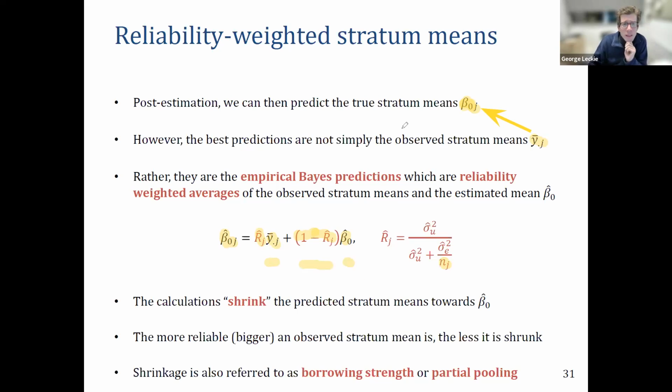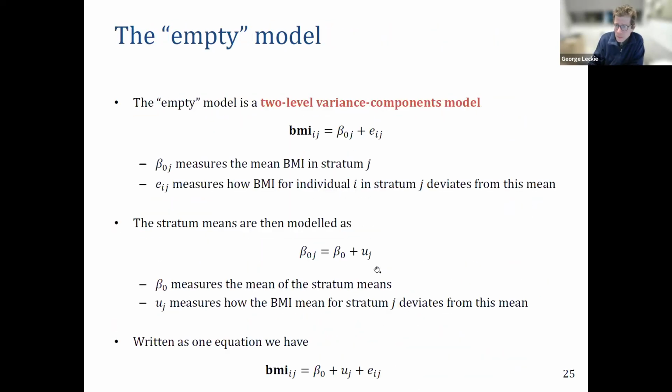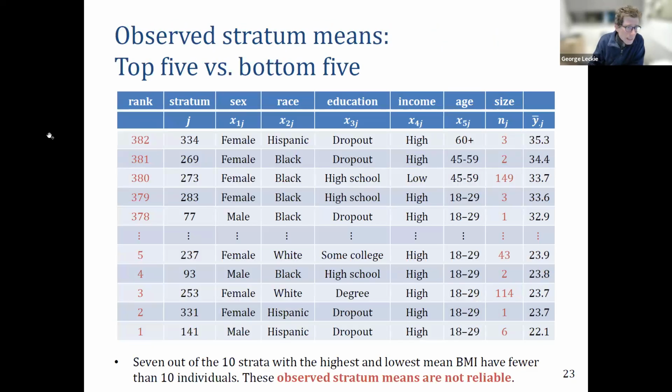So perhaps it's helpful just to jump back to the previous league table, okay, which had these rather tiny strata at the very top here. And the point is that our optimal prediction for, for example, stratum 334 is not going to be 35.3, because that's based only on 3 data points. Rather, we are going to optimally combine my 35.3 with my precision weighted mean across the entire distribution.